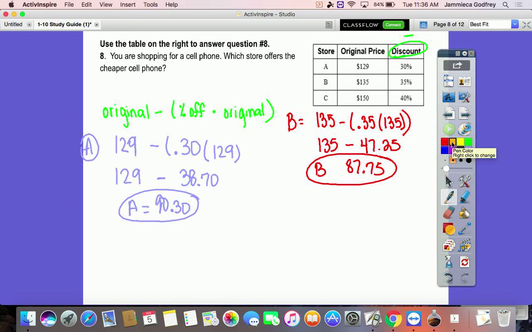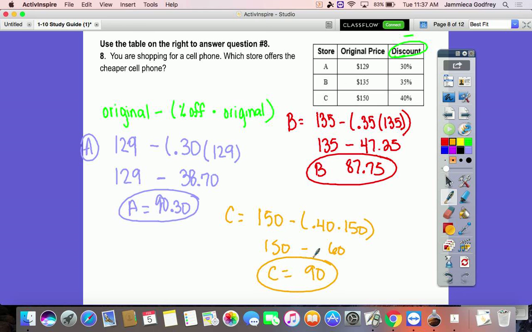And then the last one I'm going to put here. This is phone C. Our original amount was $150. You're going to get 40% off of that. So 40%, decimal .40 times 150 will give you $60. And you're going to subtract that from the 150. So 150 minus $60 will give you $90 for phone C.